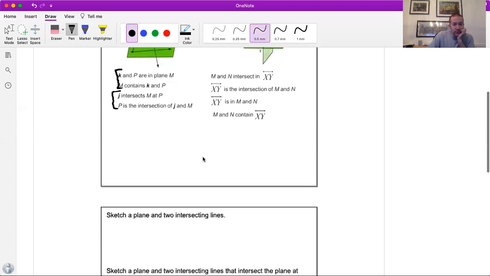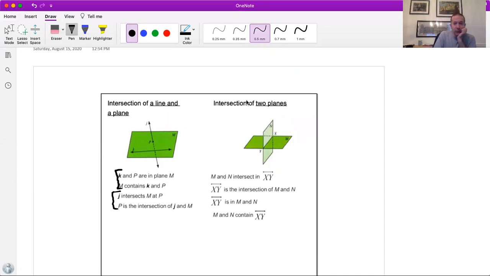And here's another situation: what happens when two planes intersect? Normally you end up with a line. So when this plane, which is labeled N, and this plane, which is labeled M, intersect, you get this line. Everywhere they intersect happens to fall in a straight line. That straight line is called XY. And again, these four things are all just different ways to say that when these two planes meet, you get this line, and this line is labeled XY.